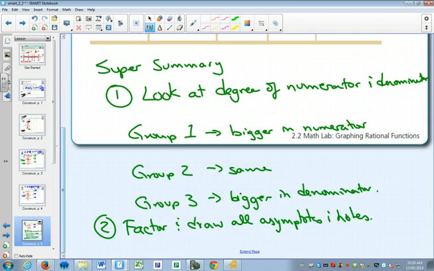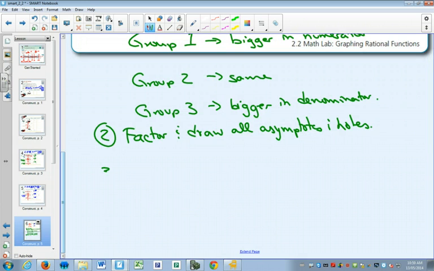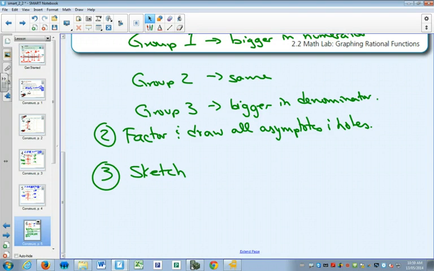So sort of as an idea, you're going to first look at the degree. You're going to say, I know what kind of graph it is based on whether it's bigger in the numerator, same, or bigger in the denominator. And those kind of things will tell you stuff about your asymptotes. So you can draw a bunch of your asymptotes already. You may need to factor to draw some more asymptotes. You may need to factor to find out if a factor cancels, so you have a hole. And then we're going to sketch it after we have our asymptotes. And we're going to go through some of the strategies for sketching it tomorrow in 2.3.